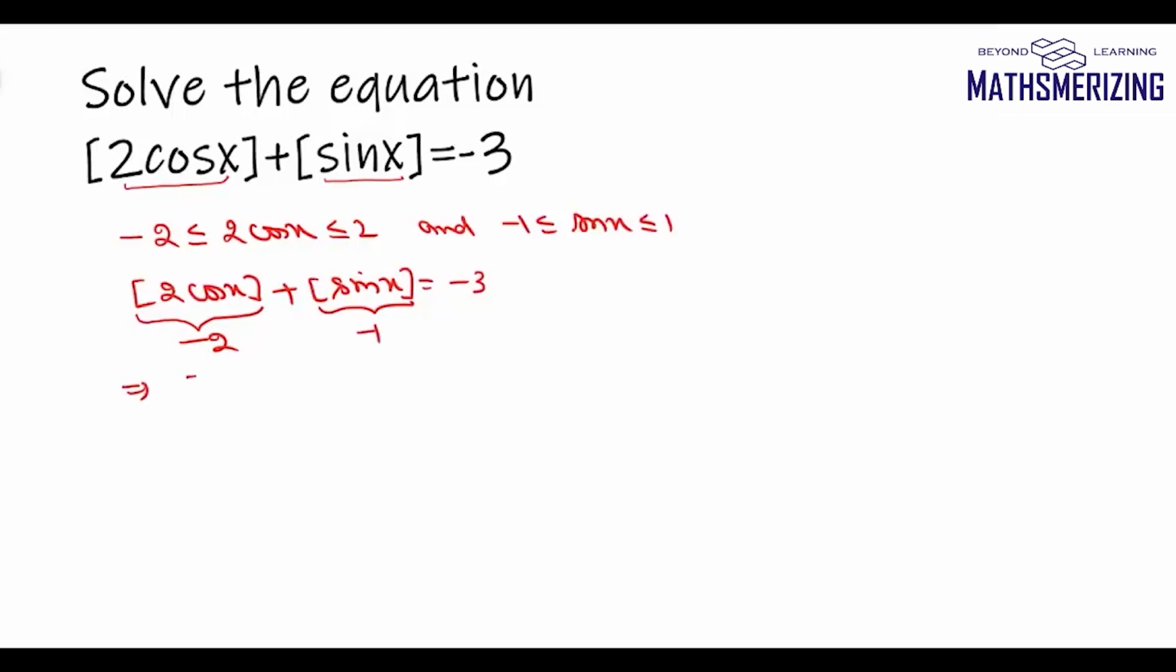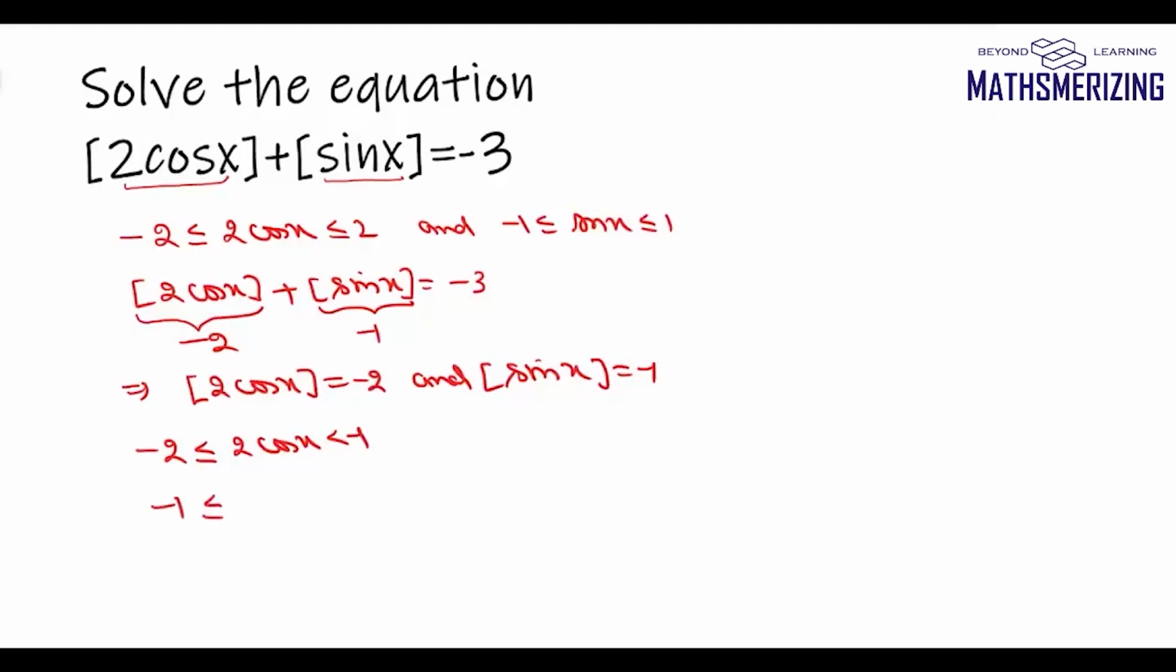So that means greatest integer function of 2 cos x should be -2, and greatest integer function of sin x should be -1. That is, the value of 2 cos x should lie between -2 and -1. So if I divide by 2, I'll get -1 is less than or equal to cos x, which is less than -1 by 2. And for sin x, I'll get this value should lie between -1 and 0. Now, I'll need to find the simultaneous solution of this equation.